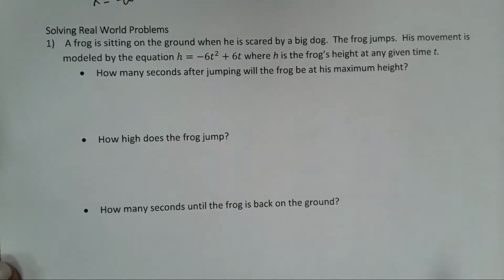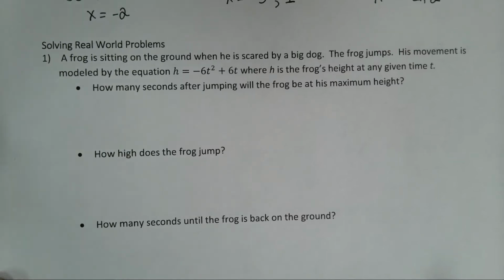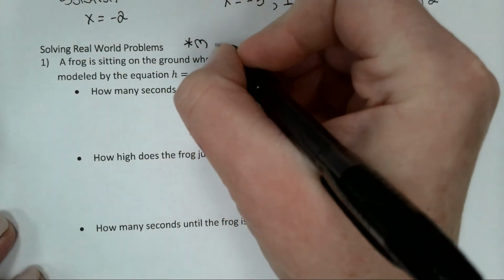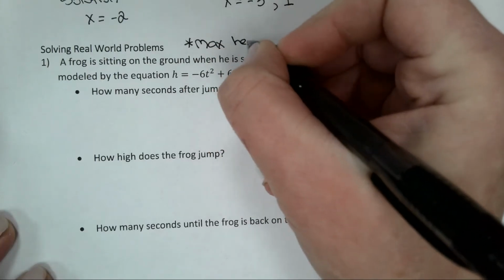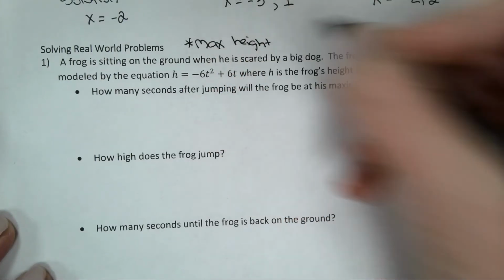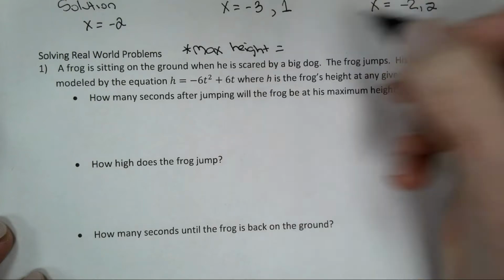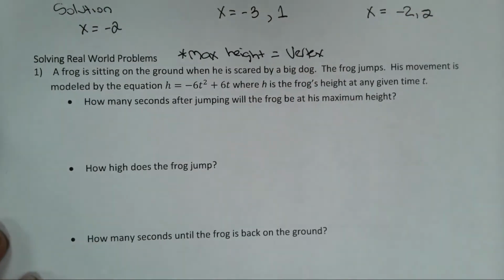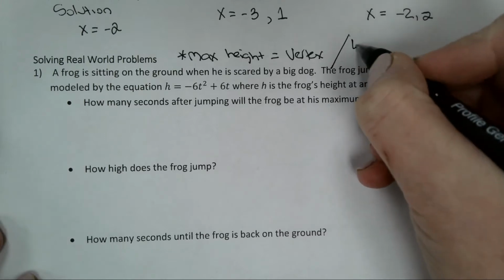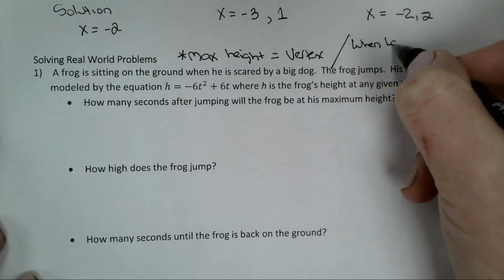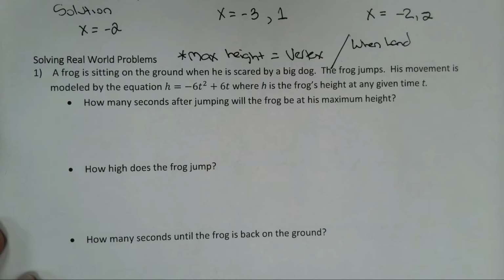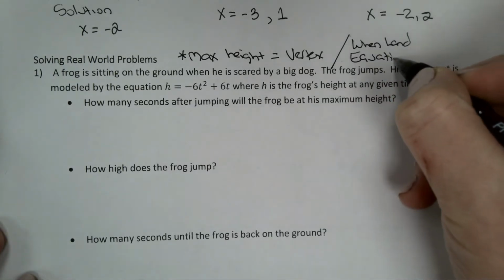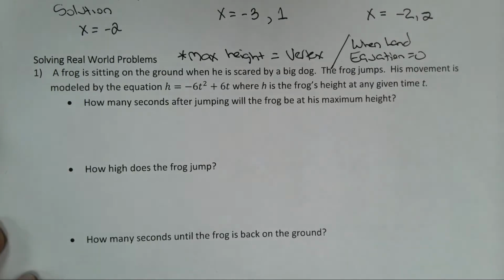So we're going to work on real-world problems. The main thing that you need to know on real-world problems, it is either going to say, what is the maximum height? If it says, what's the maximum height, that's code for, hey, find the vertex of the problem. Or it's going to say, when did it land? If it says, when did it land, you need to set your equation equal to 0 and solve.